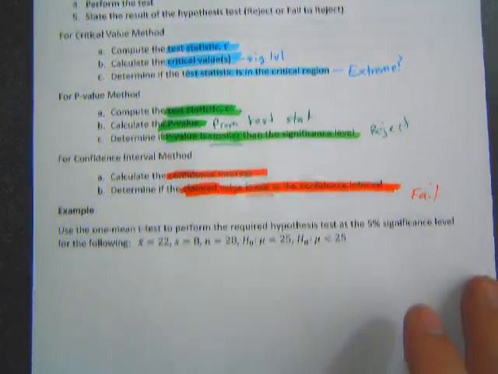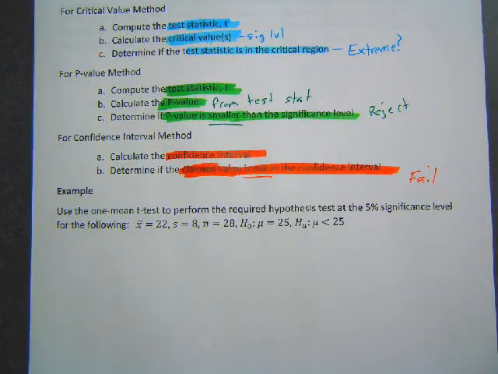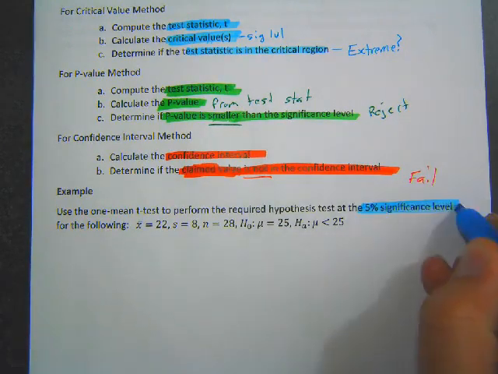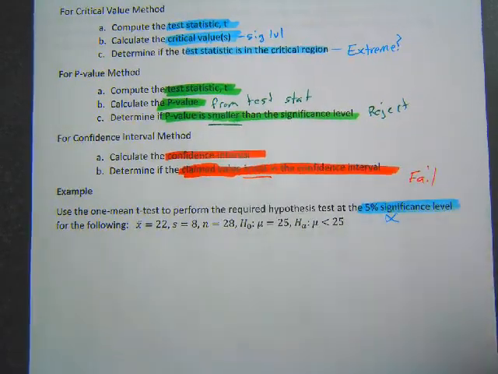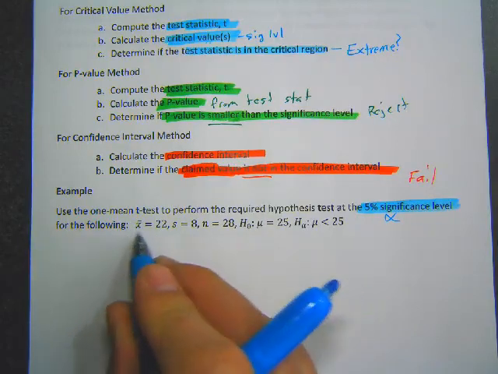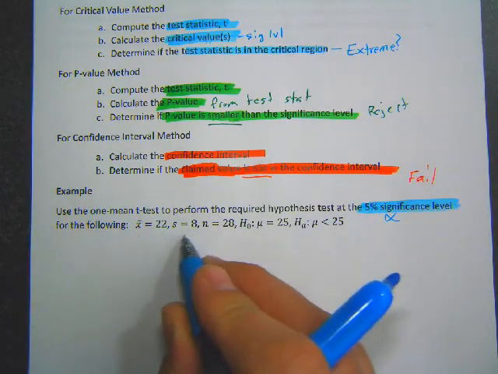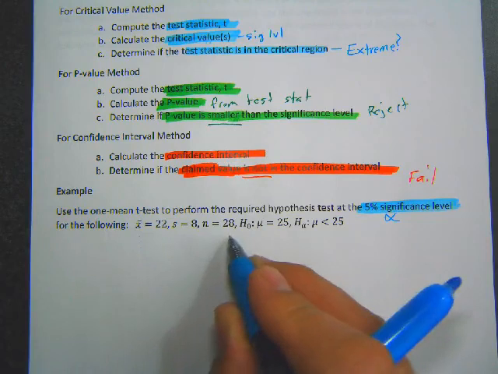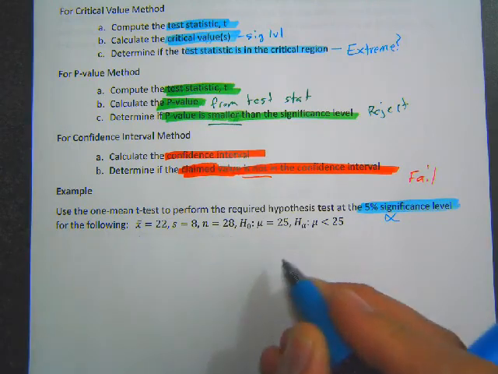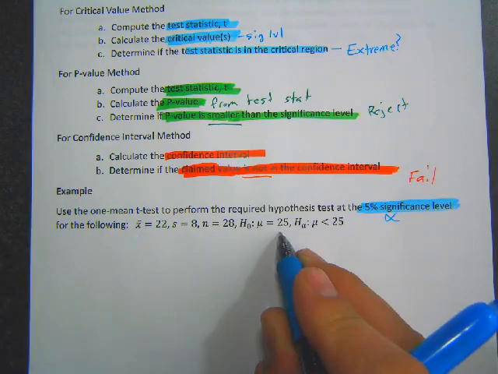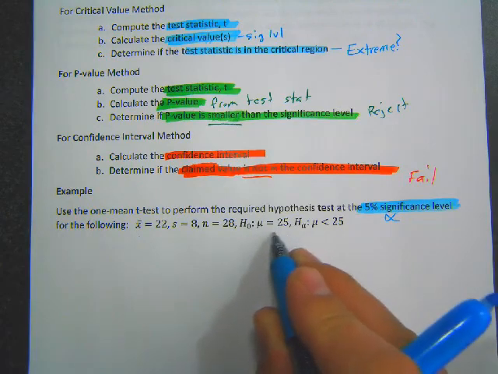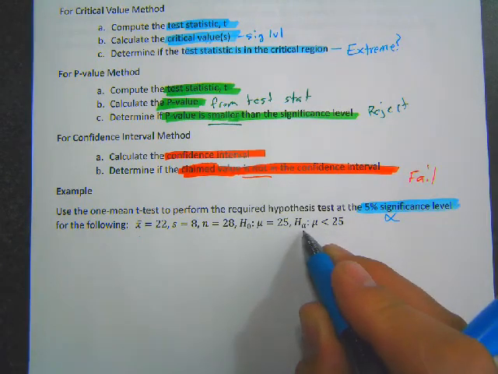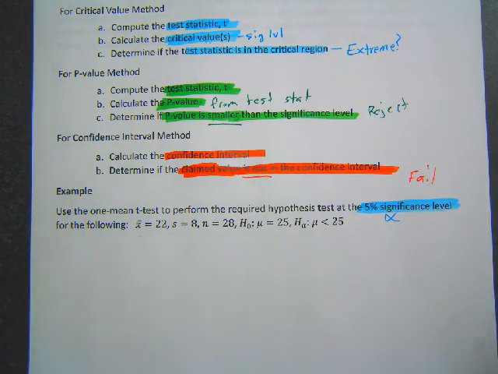Okay, so let's do that. We're going to do this test, the given information. They tell us we want to do it at a 5% level, so that's our alpha, right? Alpha is 5%. They give us a sample mean, so that's the average from our sample. The sample standard deviation, so that's the spread of our sample. Sample size, 28. The null hypothesis is that the mean is equal to 25. The alternative hypothesis is the mean is less than 25.